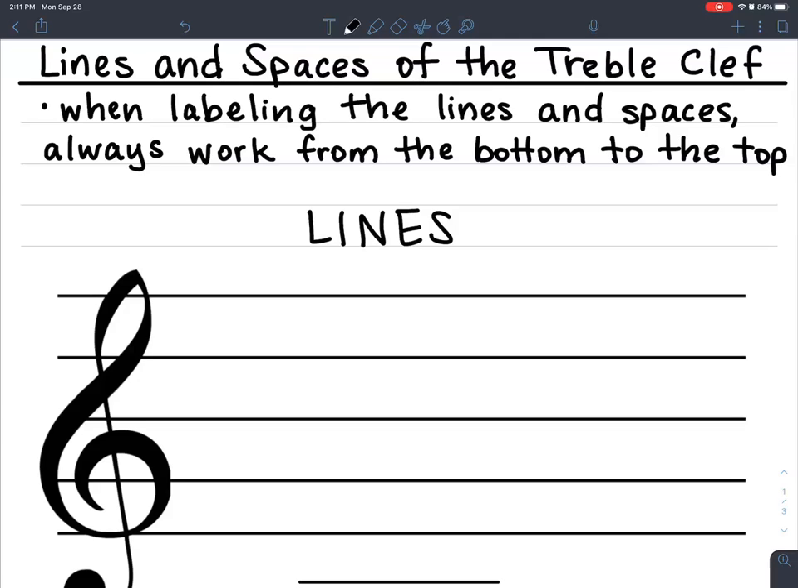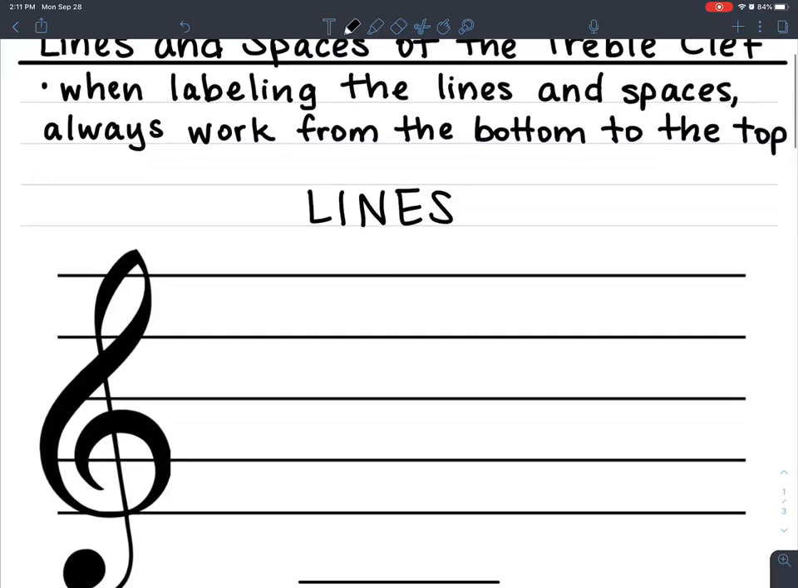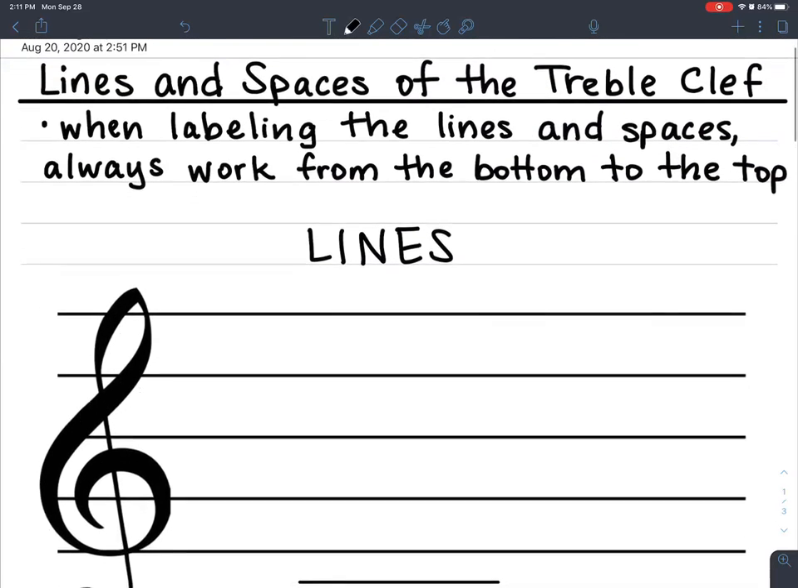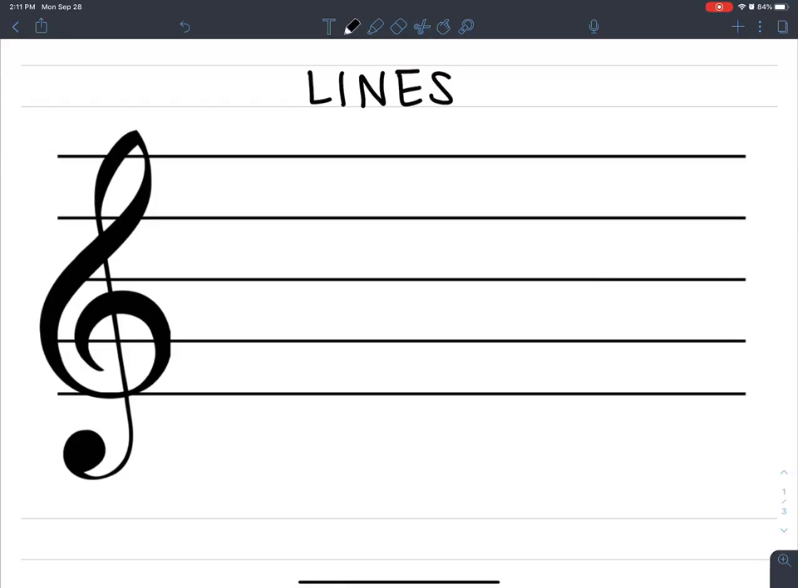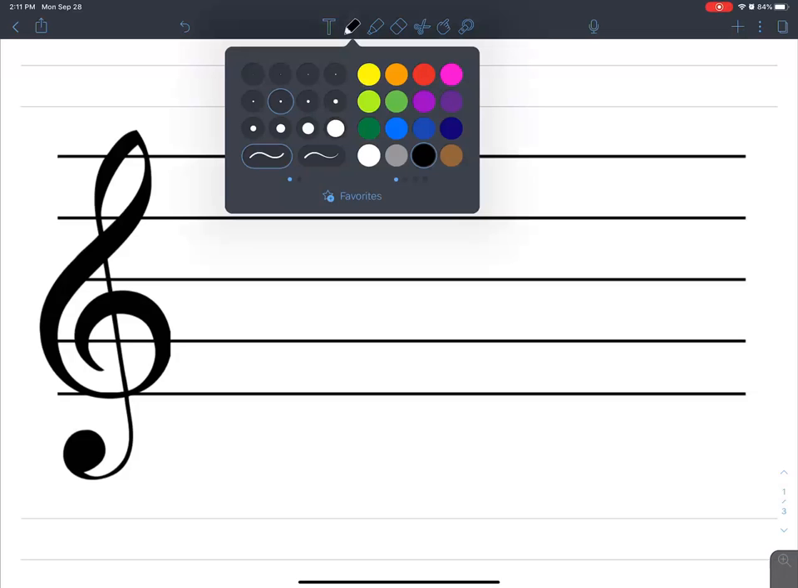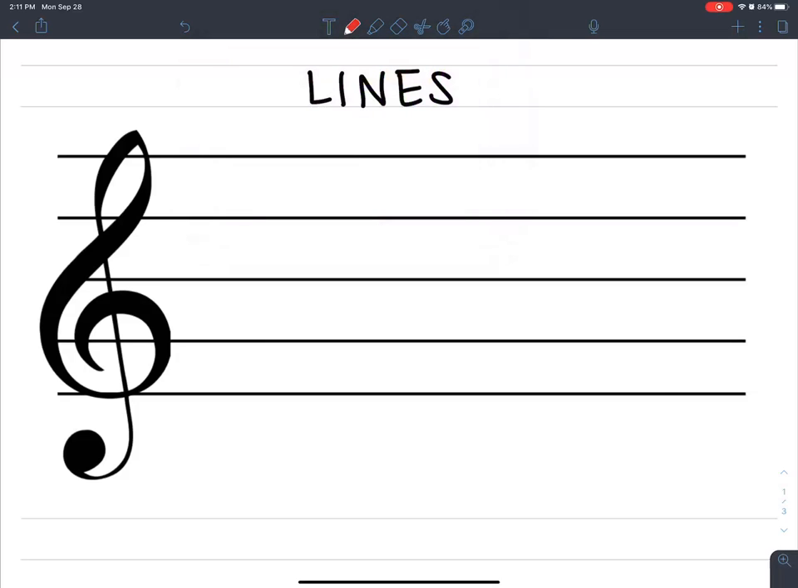All right, so we are going to start by labeling the lines and spaces of the treble clef staff. Now, when you're looking at a staff, it is 5 lines and 4 spaces. So you can see here we've got 1, 2, 3, 4, 5 lines. And in between those 5 lines, we've got 1, 2, 3, 4 spaces, right? So the 5 lines and 4 spaces are a staff.